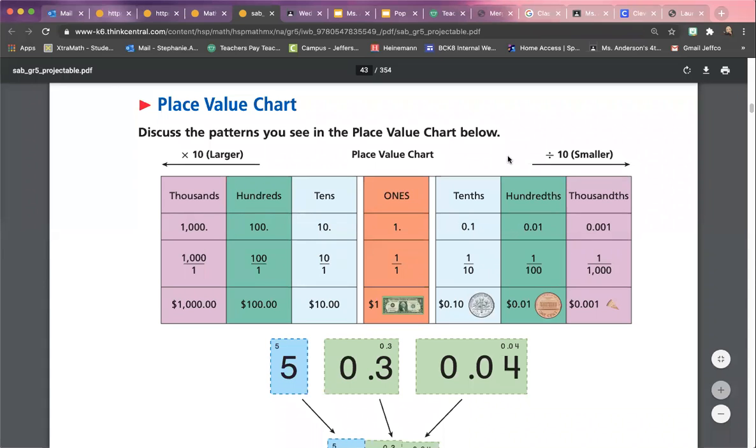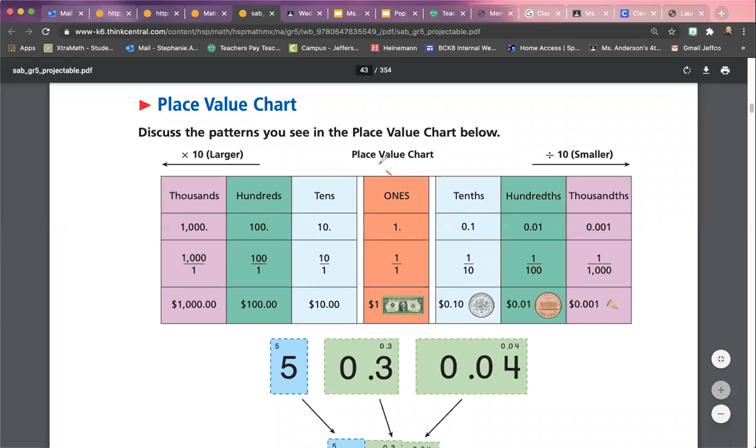Hey, fifth graders. So today we're going to continue with our place value, thinking in our decimals. So I wanted to go over this place value chart with you. Yes, we kind of went over this yesterday, but I think this gives us a better visual of what we're really working with here. So we know that when we're working in our ones place, every time we go to the left, it gets 10 times larger. So this is when we're going in whole numbers.